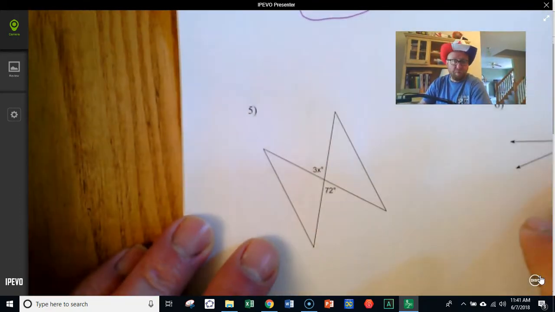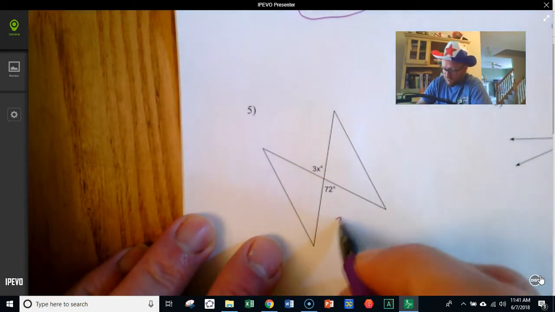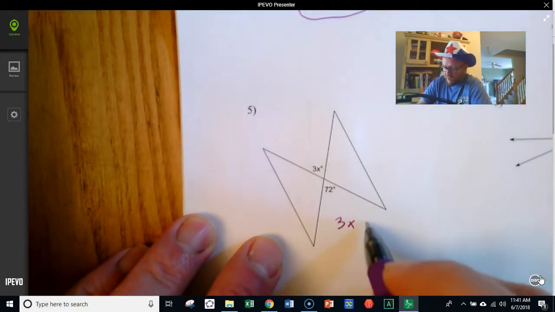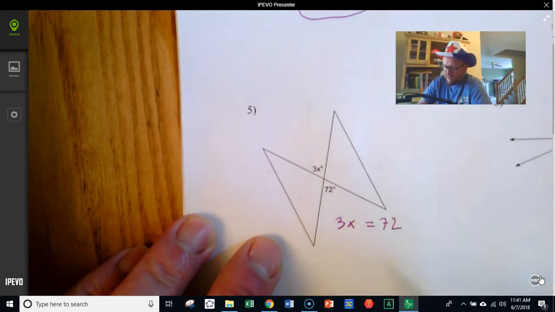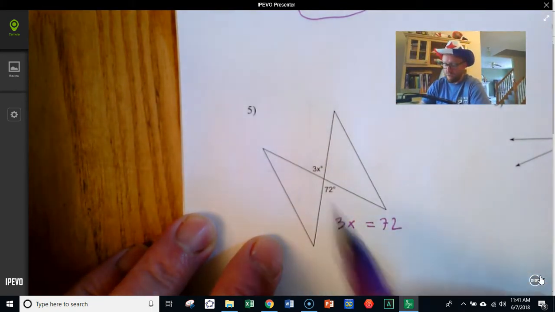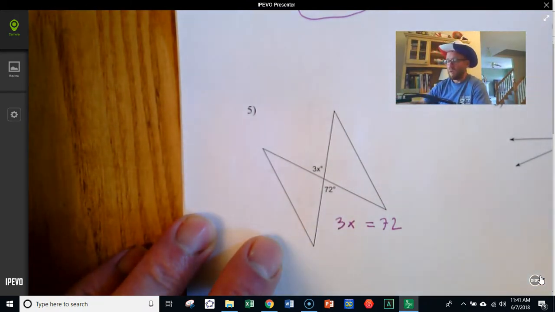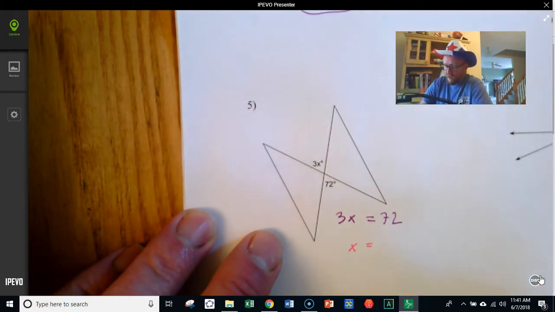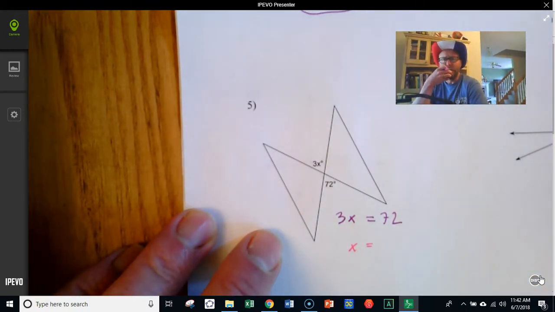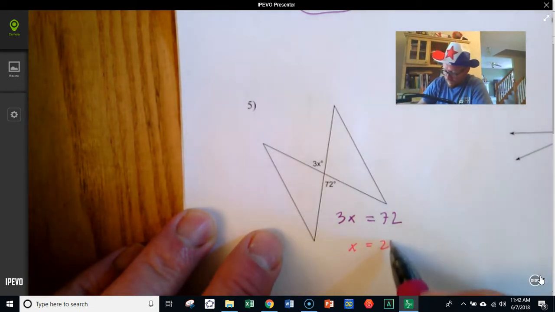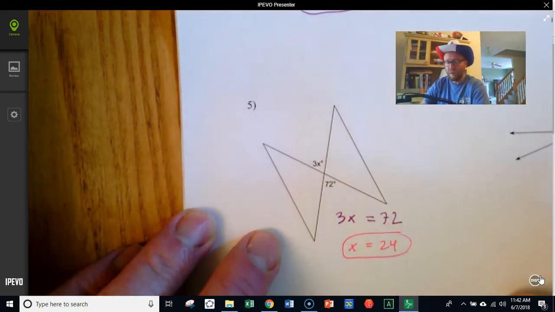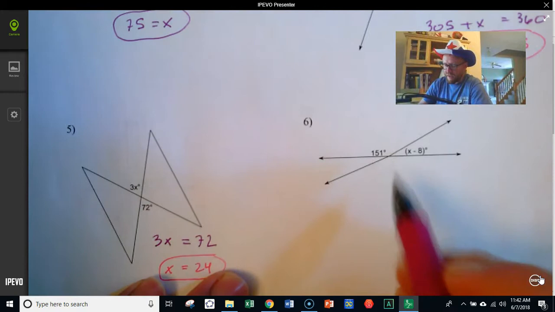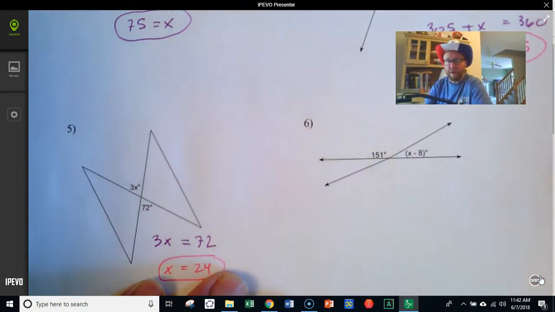Okay. Take a look here. Here we have vertical angles. Vertical angles have the same measure, so 3x. We'll set up an equation that says that. 3x is the same as 72. That's what equals means. It means is the same as. So numerically, 3x and 72 are the same. 3x equals 72. So we'll divide by 3 on both sides. And let's see, 72, that's 9 times 8, so 24. X is 24.